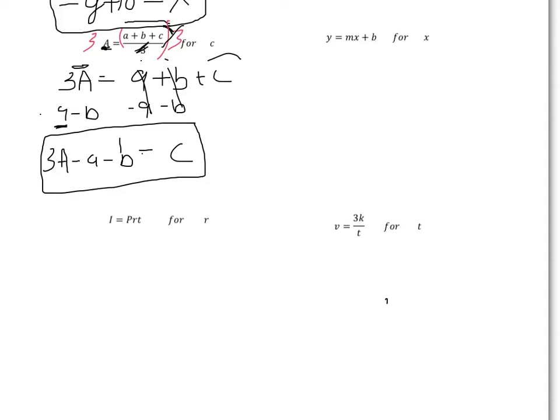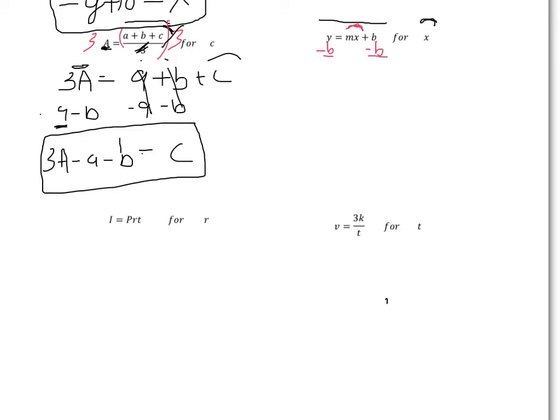Okay, so moving on to this next one. We have y equals mx plus b, and we're trying to solve this for x. So if we're trying to solve this for x, we're trying to isolate the x. So we need to get the x alone, which means we need to get the mx alone first. In order to get the mx alone, we need to get rid of plus b, so minus b, minus b.